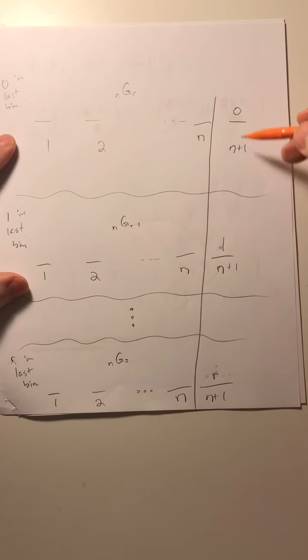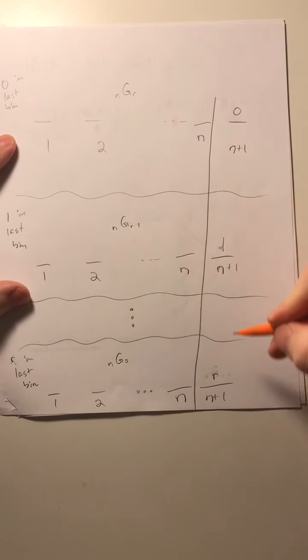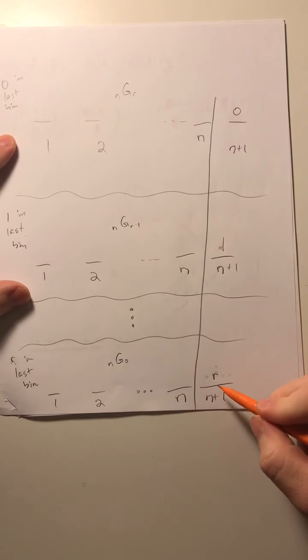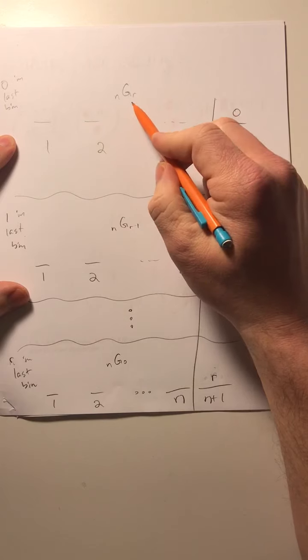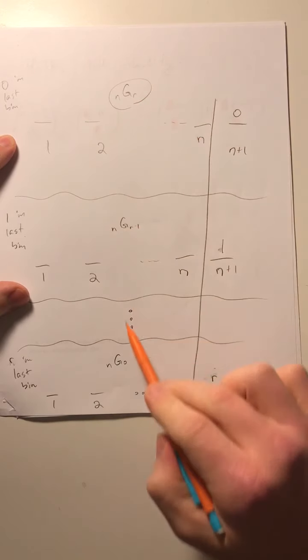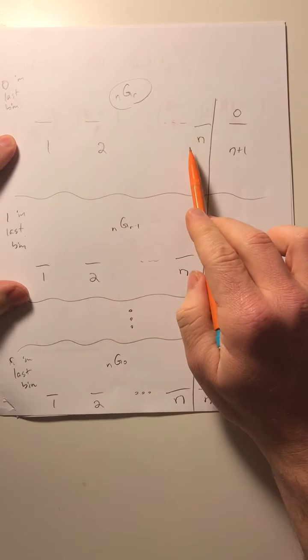The first stage is I choose how many balls I'm going to put in the last bin. And I could do 0, 1, 2, 3, etc. And after I do that, I want to know, okay, how many ways are there for me to distribute the remaining balls in the previous N bins?